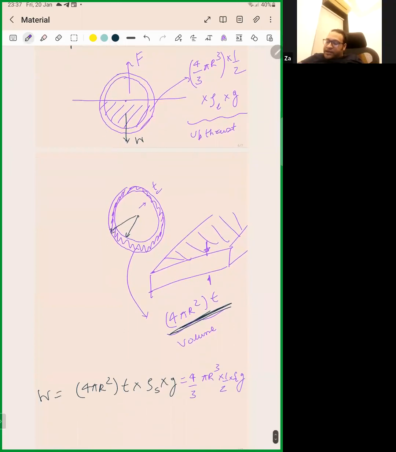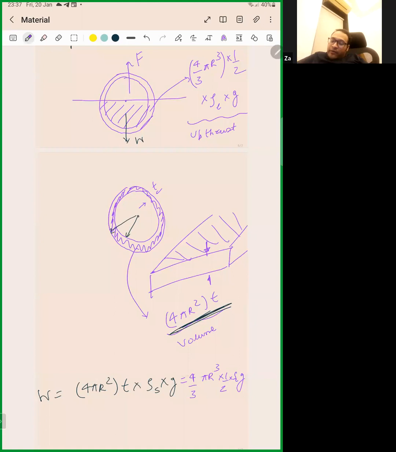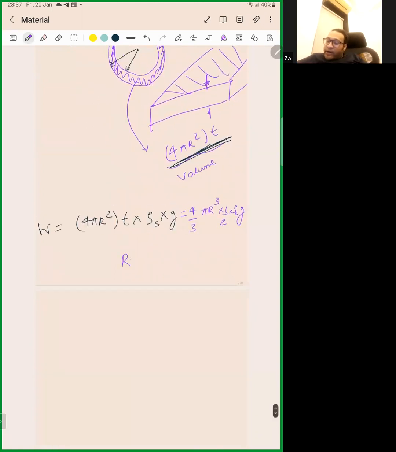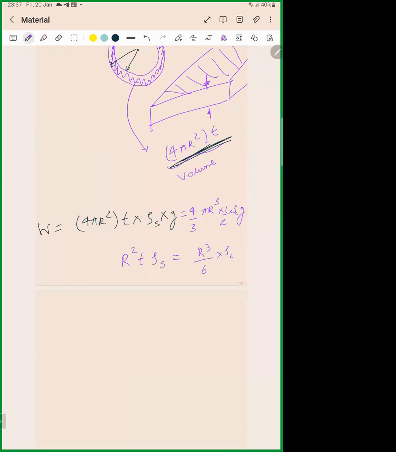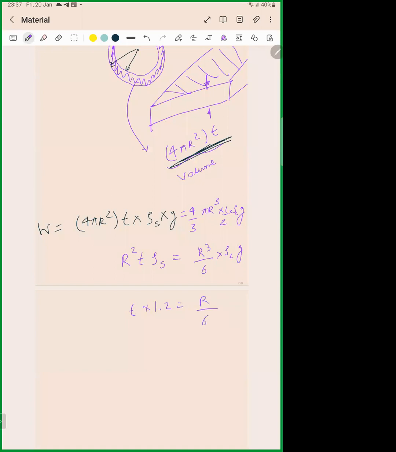Now 4 pi and 4 pi will get cancelled out. G and G will get cancelled out. Then you have r square here, T here, rho s here. Everything got cancelled out, right? Then you have r cube here, 4 pi, 4 pi, 6 here, rho and G here. Rho s by rho l is 1.2, that you know. R square cancelled out. So it is T times 1.2 is equal to R by 6. G got cancelled out. This is the relation between R and T.